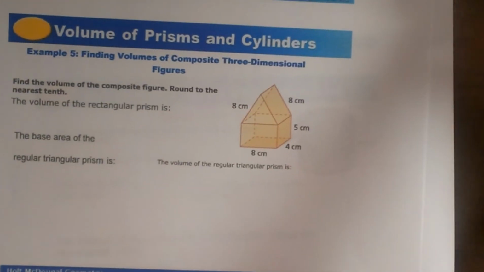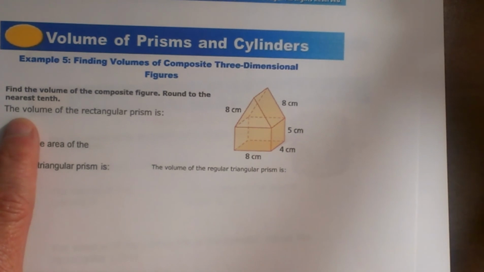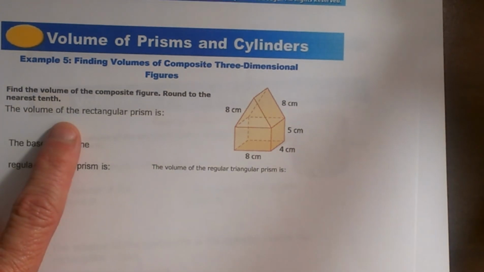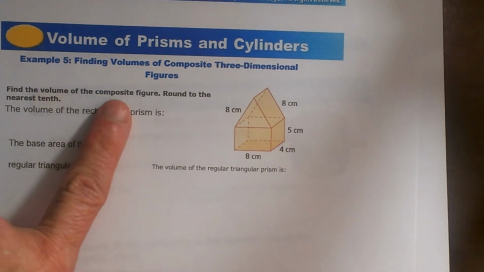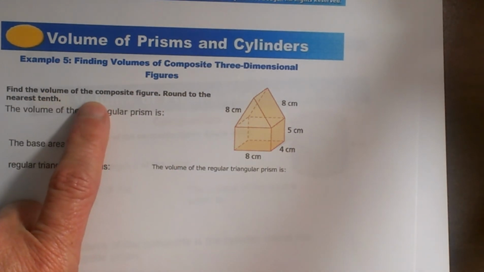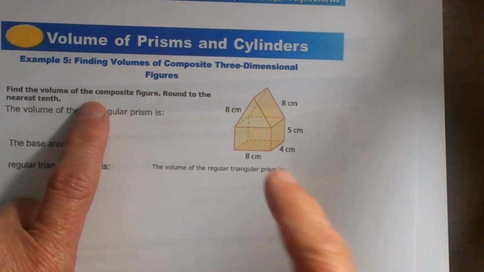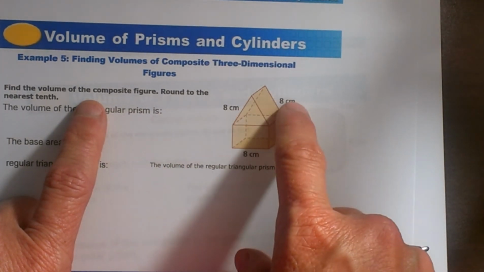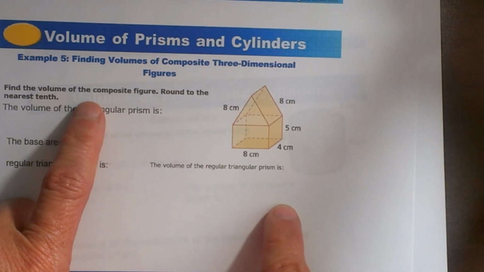Let's look at composite figures. The volume of a rectangular prism, it says find the volume of the composite figure, round to the nearest tenth. So what kind of figures do we have? Well, at first you might say, that's a pyramid and a prism on the bottom, but be careful. The top is also a prism because it's got parallel bases, but the bases just happen to be triangles.